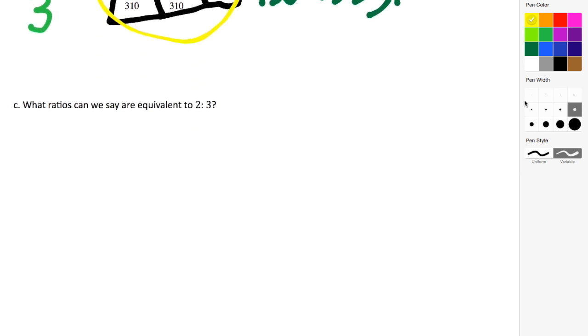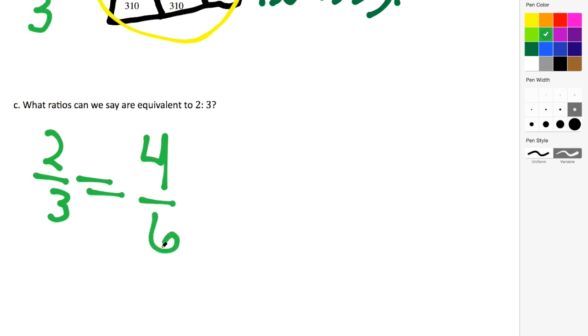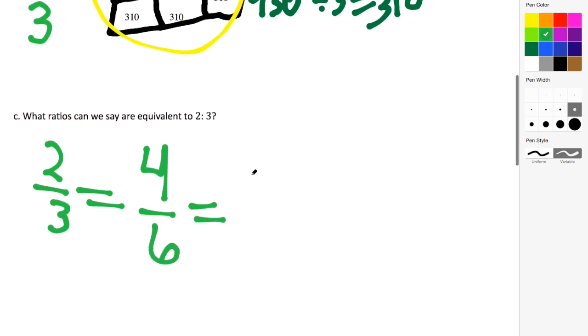So what ratios can we say are equivalent to 2/3? I can say that 2/3 is equal to 4/6. And also to 620 over 930.